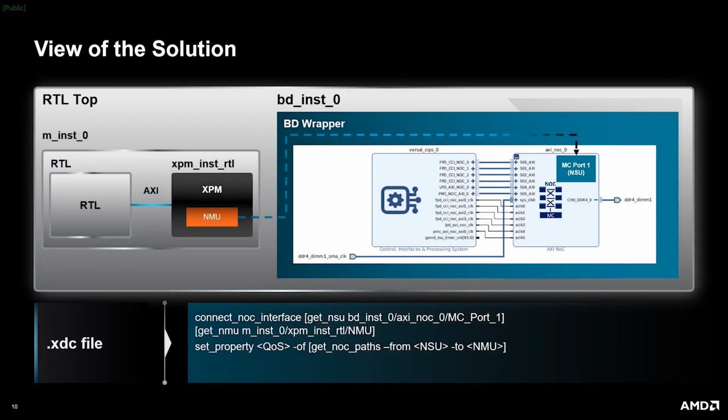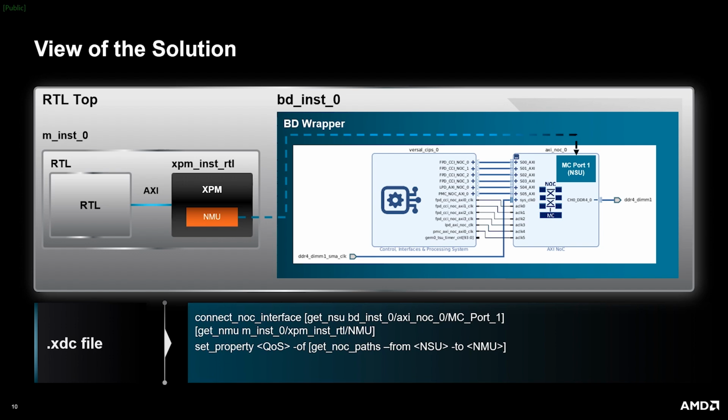Let's put this all together. Starting with the BD on the right-hand side, you can see the SIPs with a NOC IP containing a hardened DDR memory controller. In the top RTL on the left, you can see an AXI master attached to an NMU XPM inst RTL. Contained within the XPM is the NMU egress onto the NOC. The XDC file at the bottom connects the NMU in the RTL to the MC port 1 of the NOC IP on the BD.